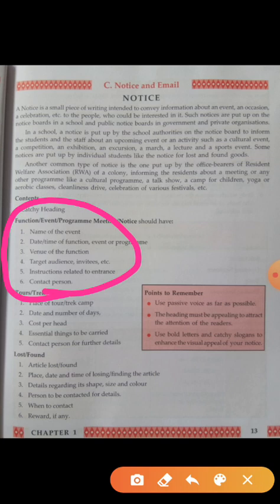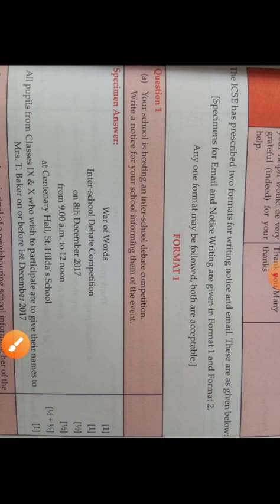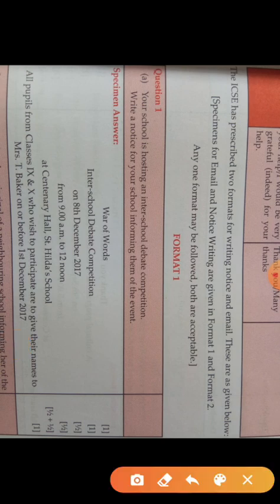Okay, so the first point is to give the name of the event. You can see the name of the event in the next page, that is, inter-school debate competition. That is given in the question only, what is the name of the event? Inter-school debate competition. And then after this, the third point is date and time.